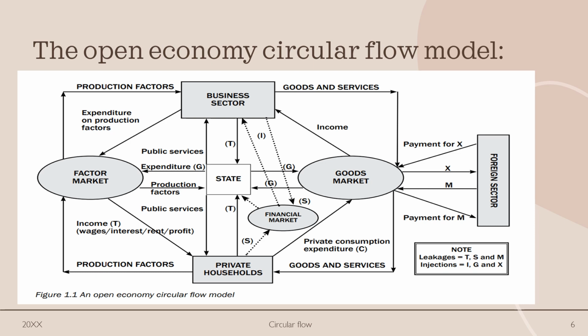So we have our two markets, which are the factor markets and the goods markets. Then we have our three participants: the businesses, the states or firms, and the households. The last sector is the foreign sector. To start us off, we can start with the private households.